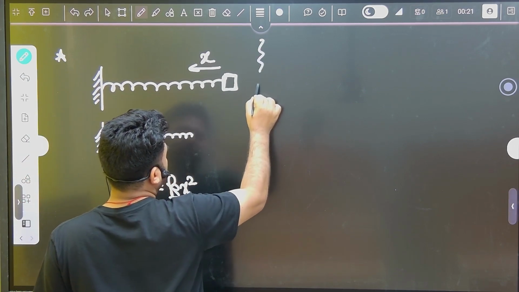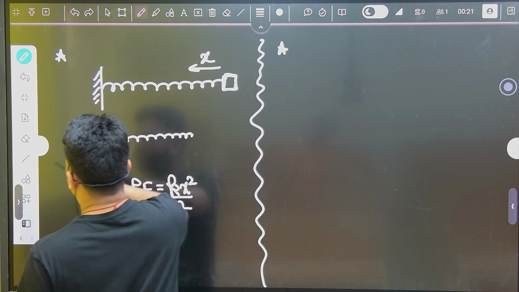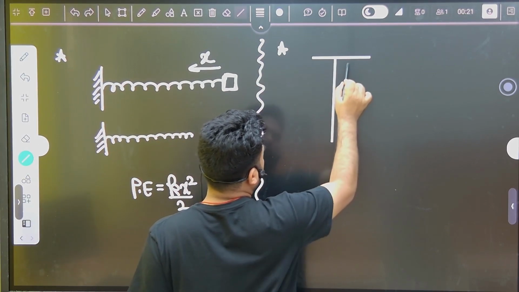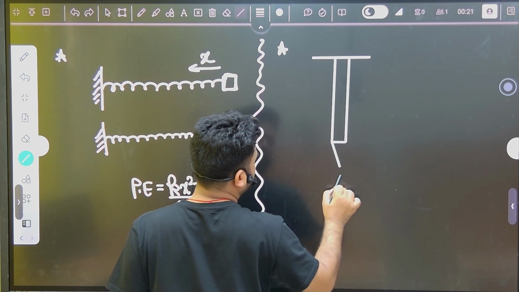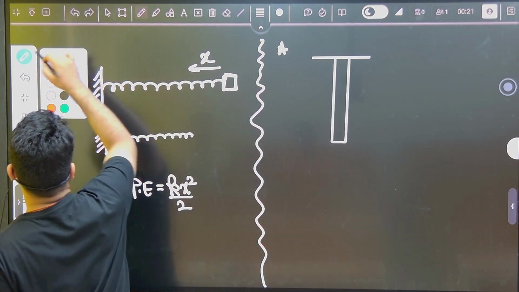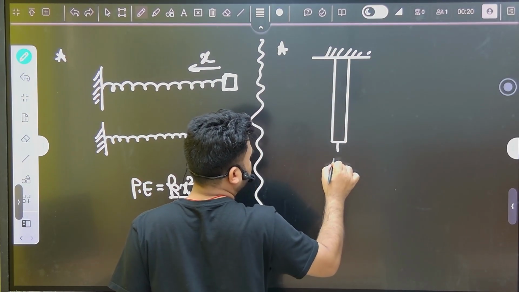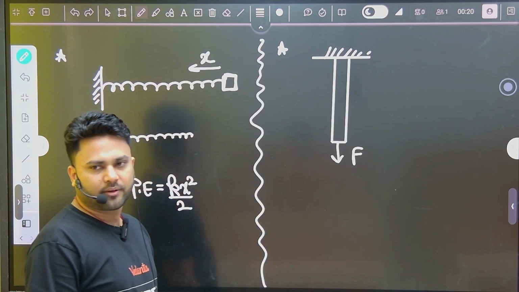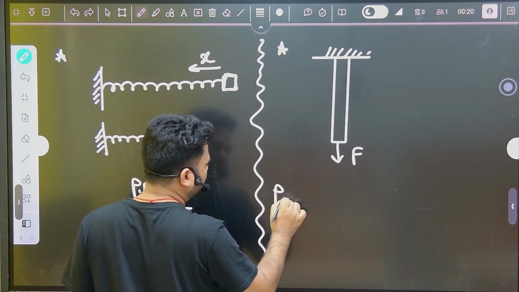Similarly, here in this chapter also, if this is the rod and you are elongating it or you are compressing it, whatever you are doing, whether you are elongating it or you are compressing it, you are applying force. Correct? So here they ask what is the potential energy stored in the rod.